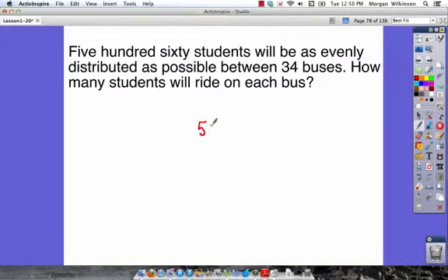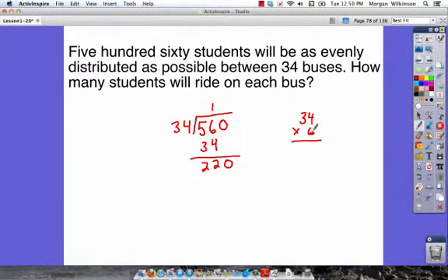So 560 divided by 34, and let's see what we get. Well, 34 is going to go into 56 one time. We get 34 with 22, or 220 left over. Now we need to think about how many times 34 is going to go into 220. Well, let's try a number like 6. 34 times 6. 6 times 4, that's going to give us 24. 6 times 3 is 18, plus 2 more gives us 20. We've got 204. Oh, that's going to be correct, because if we added 34 more onto that, we'd be above our number of 220.